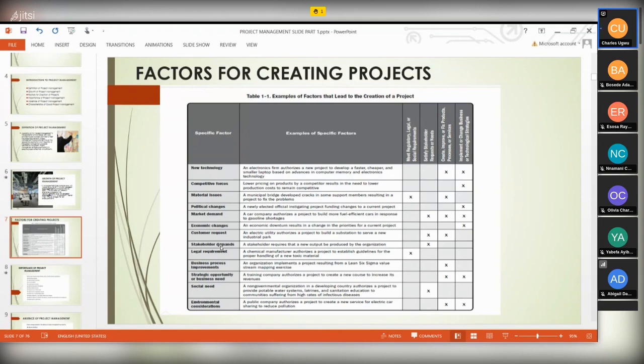These are the people that have got a vested interest in the companies. They're always demanding one thing or the other. So in order to satisfy them, we're always looking at more projects, doing one thing or the other to satisfy them.